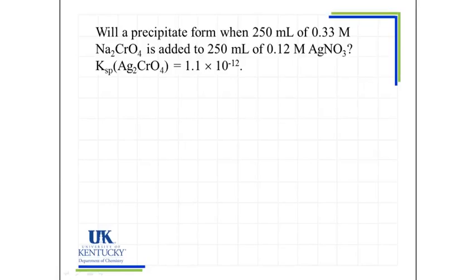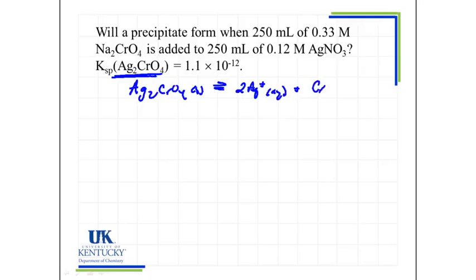So here is an example problem. I want to determine if a precipitate would occur, and the precipitate that could occur would be silver chromate, when sodium chromate and silver nitrate are added. Now what you would want to do is start by writing the reaction for that KSP. So Ag2CrO4 is the solid. You would have two Ag+ ions in solution, and you would have a CrO4 2- ion in solution, and that would be the equilibrium.